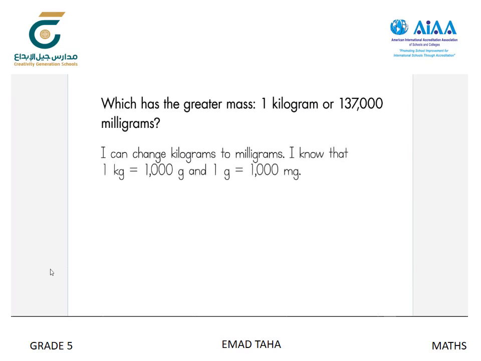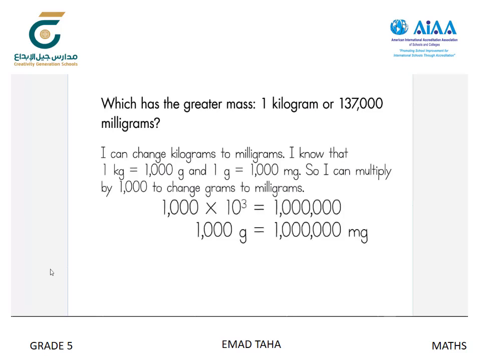First, they recall that 1 kilogram is equivalent to 1,000 grams, and 1 gram is equivalent to 1,000 milligrams. So they multiply 1,000 grams by 1,000 to change it to milligrams. They find that 1 kilogram is equivalent to 1 million milligrams. Since 1 million is greater than 137,000, 1 kilogram is greater than 137,000 milligrams.